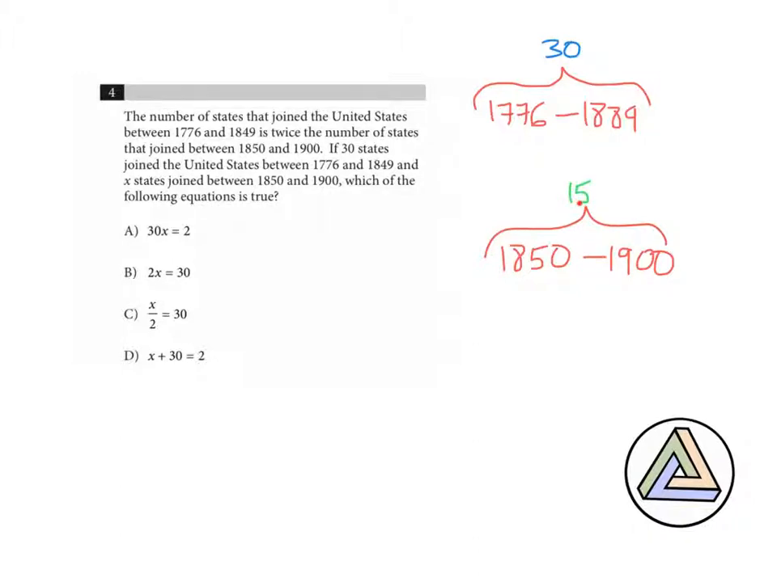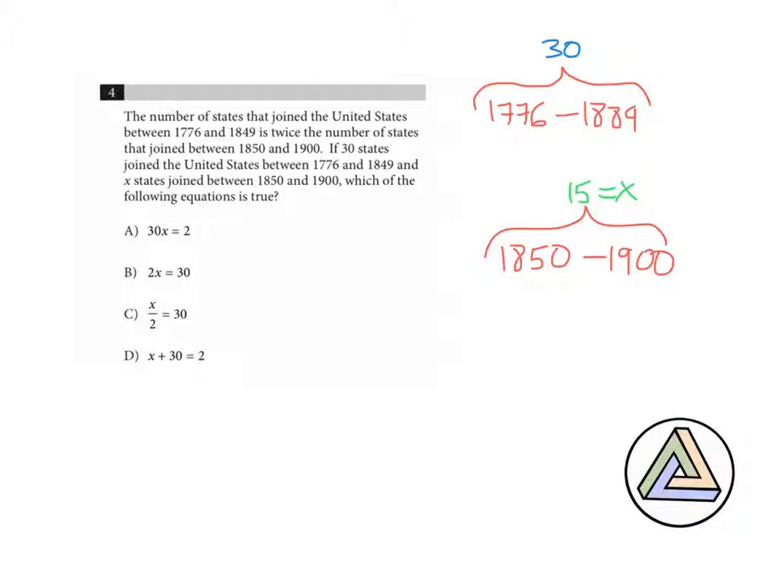And then you just have to ask yourself, well, what do they mean by X? X is the states that joined between 1850 and 1900. So actually 15 equals X is what we're seeing. And anyway, you just make all these mental notes. You could literally write it down if you have to.